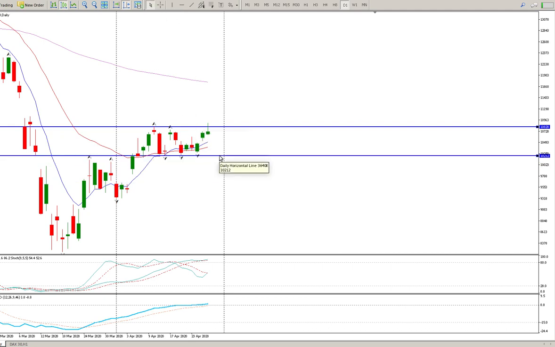Okay, futures market currently is up 1%. So we are trading at, let's get a price here, 10,850, which is just above the range at the moment.